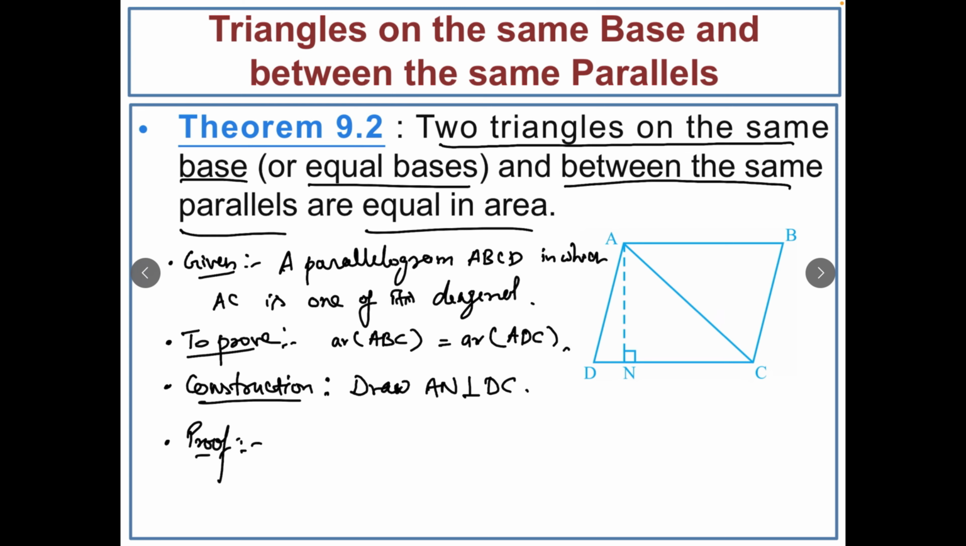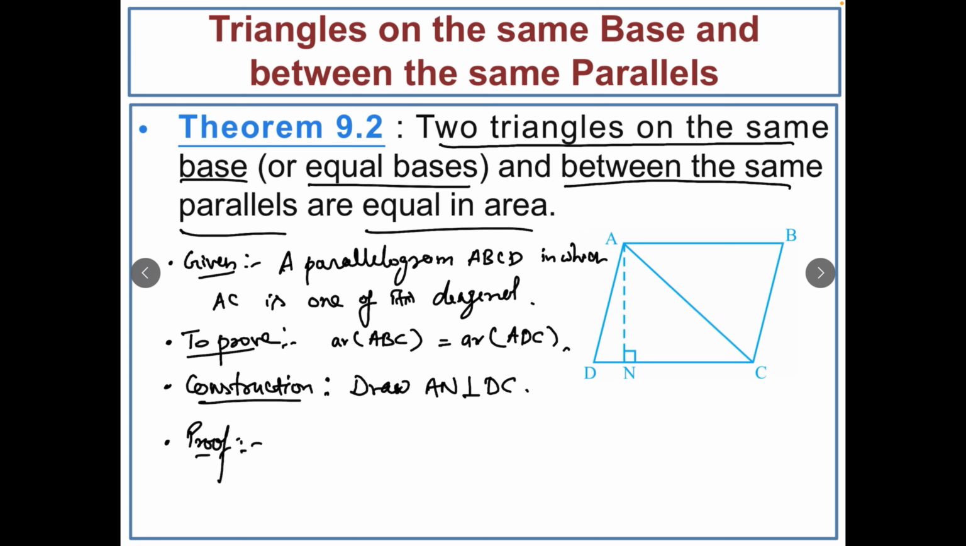Okay, now the base is AB and the height for this triangle will be again AN. Okay, so we can write this as equal to the area of triangle ABC. So here again, the area of triangle ADC is equal to the area of triangle ABC. Okay, so we have again come to the conclusion that the areas of the two triangles are equal.